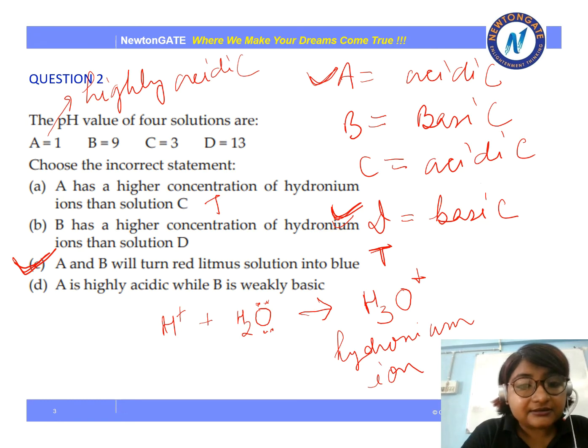And let's also read option number D. A is highly acidic while B is weakly basic. Yes, this is also a true statement. So your correct option is option number C.